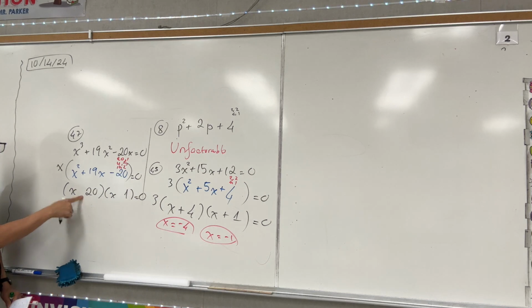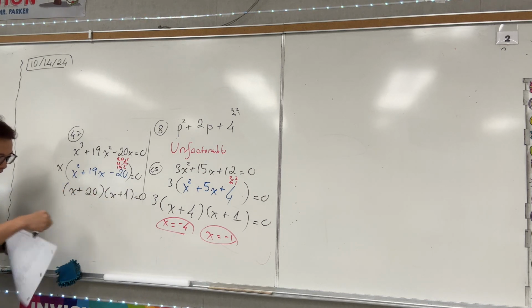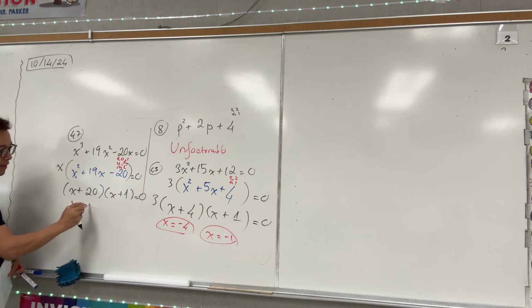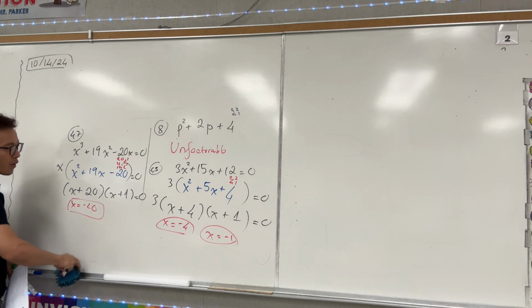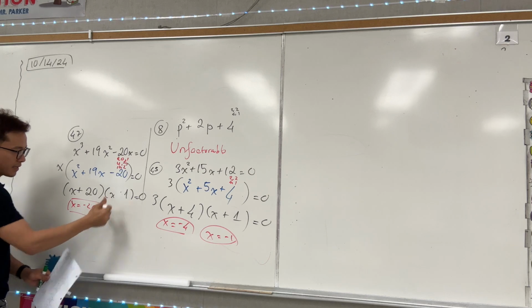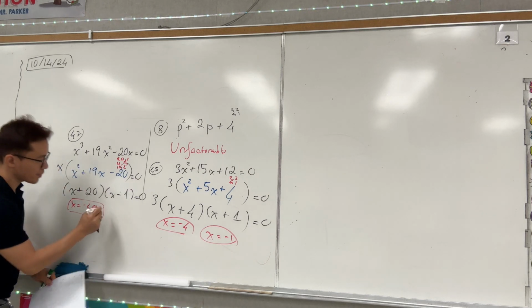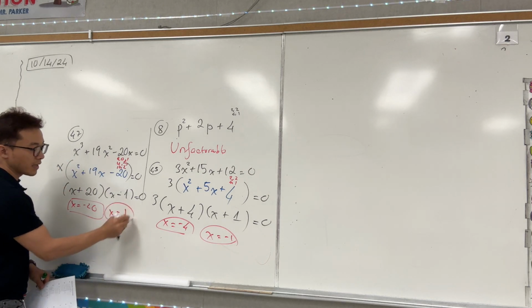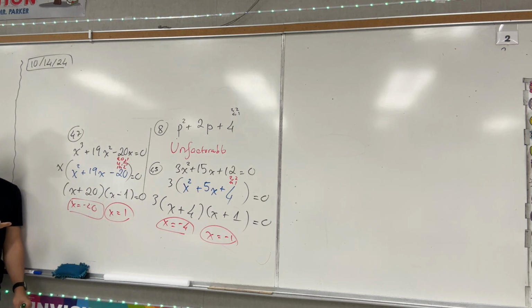Okay, what is the sign of 20 and the sign of 1 that can give you positive 19? Negative 20 and positive 1. So x equal to? 1. Is it your final answer? No. Why not?